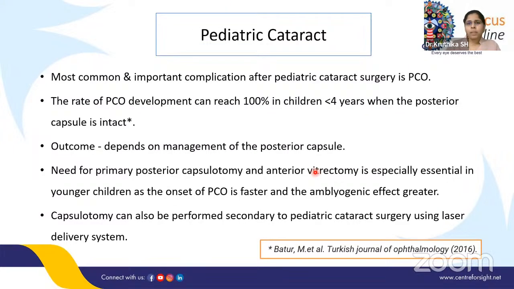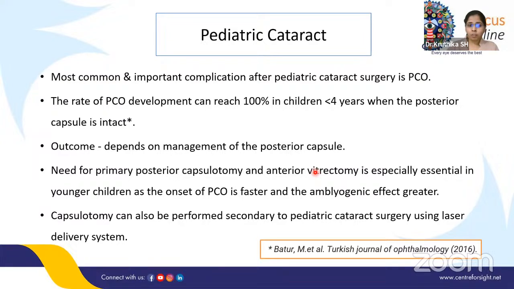A quick detail about pediatric cataract surgery. The most common and important complication after pediatric cataract surgery is posterior capsular opacification, the rate of which can reach up to 100% in children less than 4 years when the posterior capsule is left intact. Hence, the outcome of pediatric cataract surgery depends on how we manage the posterior capsule.